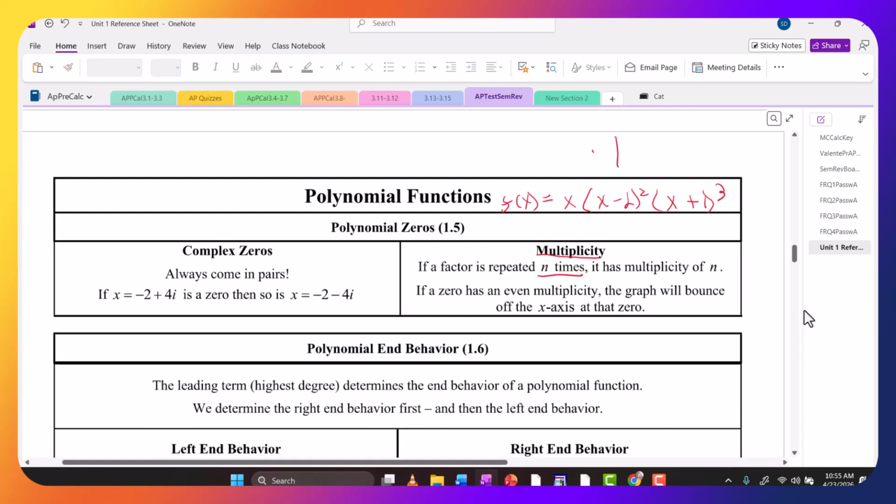So my zeros are 0, because people missed that one. 2, but that's a double 0. And then negative 1, that's like multiplicity 3, 0. And then remember, this turns into x to the 6th, which is later. We're going to look at this down here next, polynomial end behavior. And x to the 6th, remember the polynomial dance? Those end up and up.